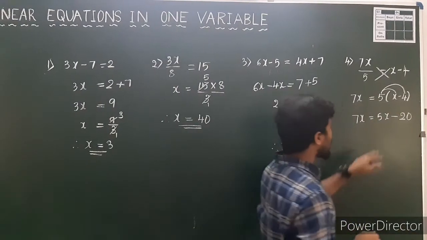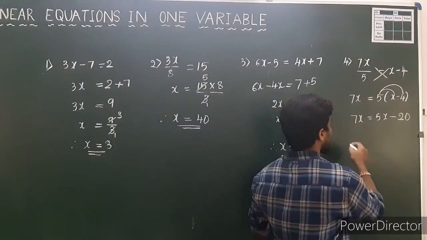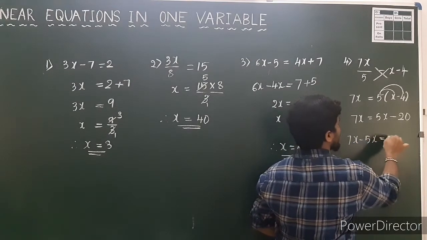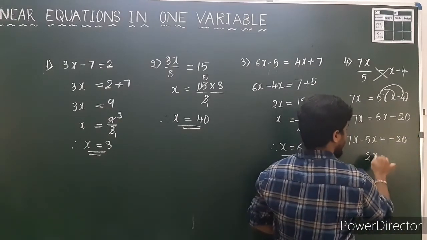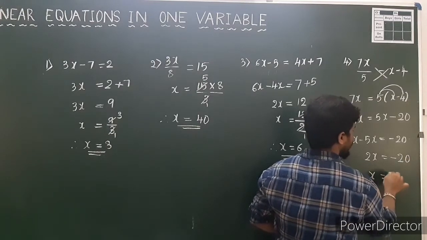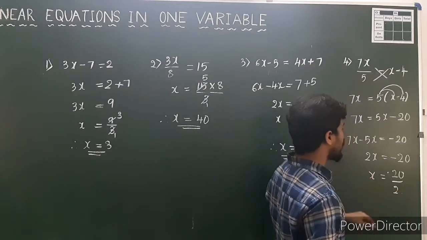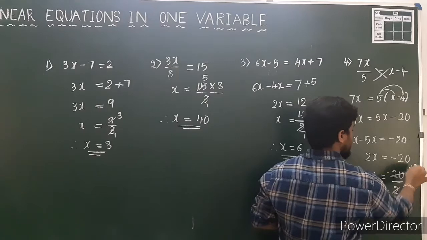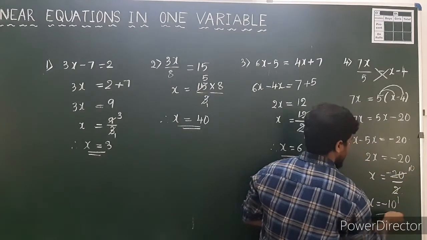So now we take 5x to this side. So transpose 5x to LHS. So 7x minus 5x, you get minus 20. That is 2x equal to minus 20. x is equal to minus 20 by 2. So transpose 2 to RHS. 2 ones are 2, 2 tens are 20. So here we have minus. So x is equal to minus 10.